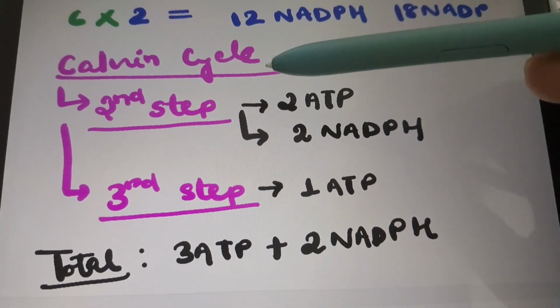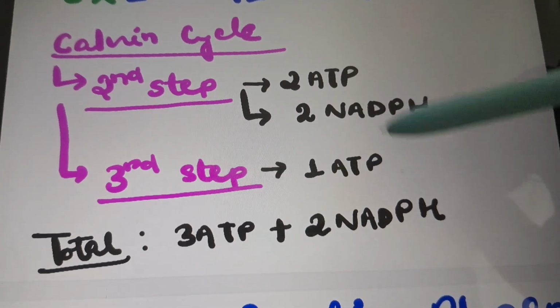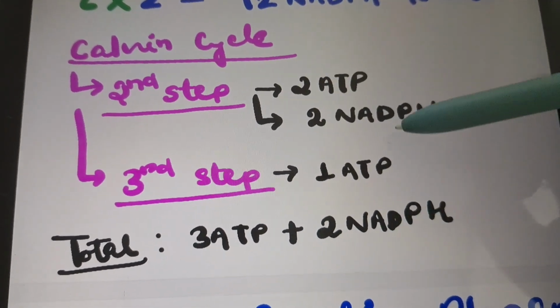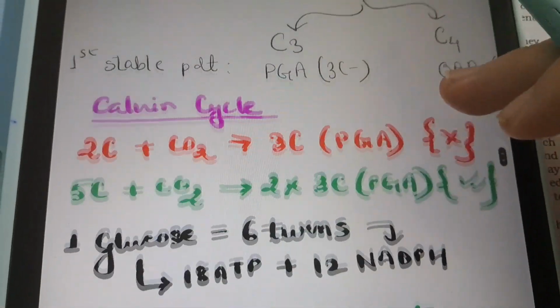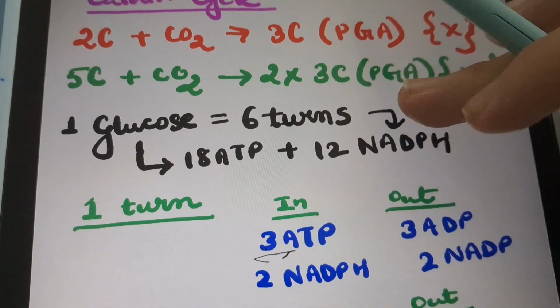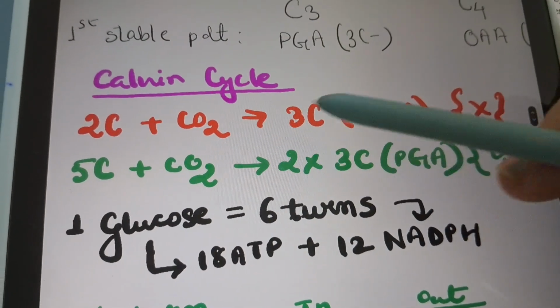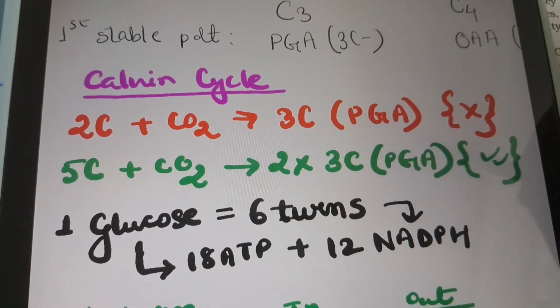Coming to the Calvin cycle, as I said, second step 2 ATP, 2 NADPH, third step 1 ATP. All total, if we see in the Calvin cycle, 1 turn, then 3 ATP and 2 NADPH. And here 1 glucose, 6 turns. This is something I already mentioned, and this one ahead of it I mentioned. So this is all for your Calvin cycle.